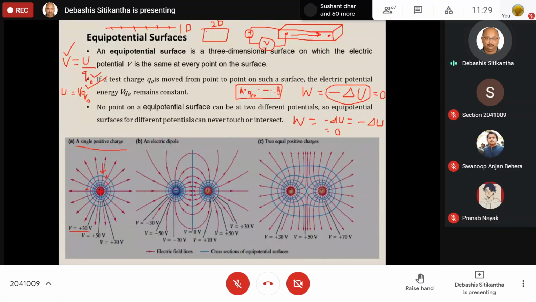Now in this case, as you can see, the radius of this particular sphere is less than the previous one. So naturally your R is going to be less, and the value of the electric potential is going to be more than that of the previous sphere. But one thing is very sure: everywhere on this spherical surface enclosing this positive charge, it is going to be 50 volt. So this is also going to be an equipotential surface.